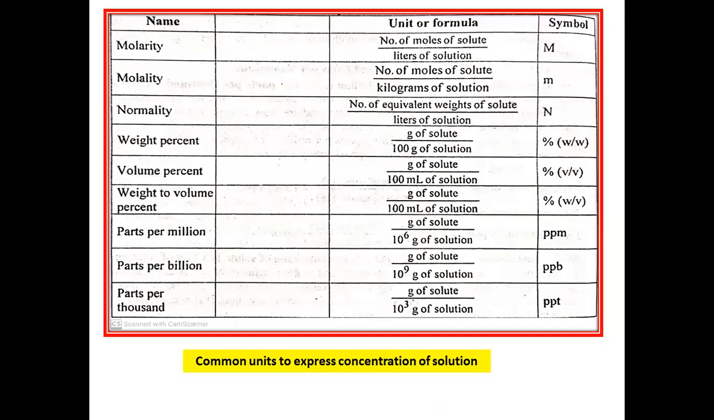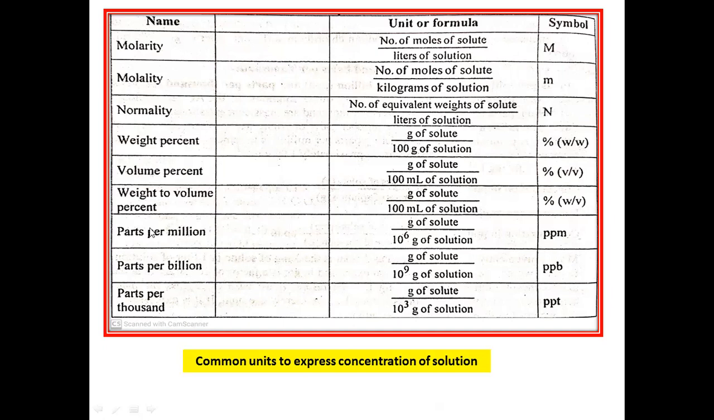Now these are some important terms we have already seen in the previous lecture: what is molarity and what is its symbol. Molarity is the number of moles of solute divided by liter of solution, indicated by capital M. Molality is concerned with the kg of solvent, that is, the number of moles dissolved in 1 kg of solvent, indicated by small m. And normality is the equivalents of solute dissolved in 1 liter, indicated by capital N. Weight percent solution, W by W, is gram of solute divided by 100 gram of solution. Volume percent solution is ml of solute divided by 100 ml of solution, that is percent V by V. Weight to volume percent is W by V.